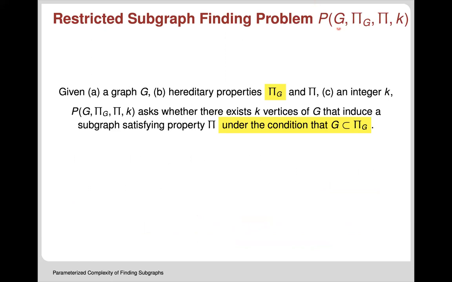Now we have an input graph G, and instead of one, we have two hereditary properties: one is pi G and one is pi, and we have an integer k. The problem asks whether there exist k vertices of G that induce a subgraph that satisfies property pi. But now we have a condition: our input graph G is not any graph, it belongs to a hereditary graph class pi G. So this is the problem. Is the problem clear?